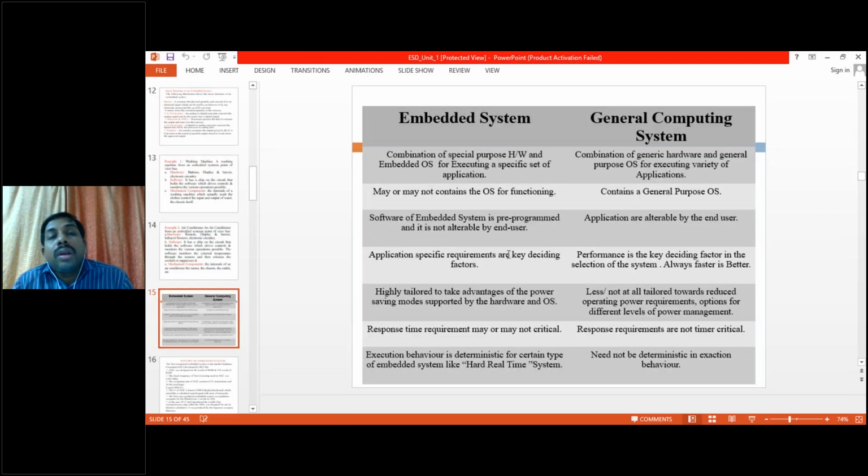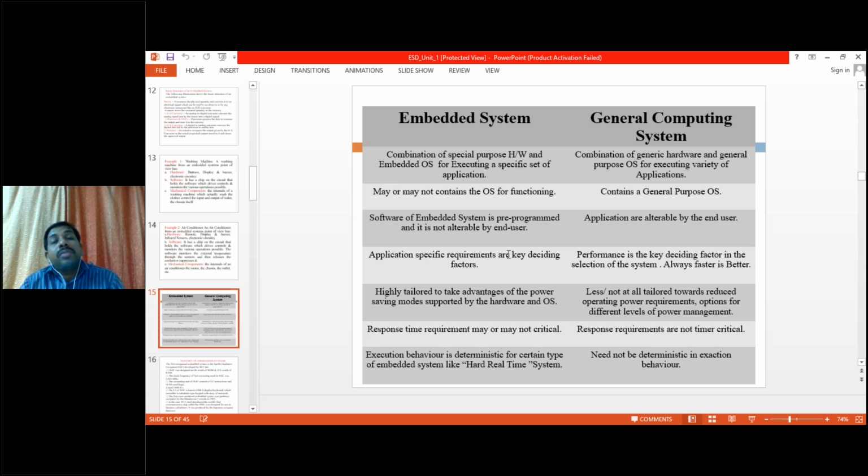So we are going to compare embedded system with general computing system. Everyone knows that there is a general computing system such as your desktop. Desktop also has a processor, an input like a keyboard, and an output called a monitor. If you switch on your general computing system, it is also doing some purpose, but we are not using a general computing system for all applications.